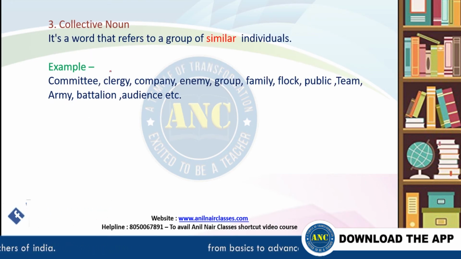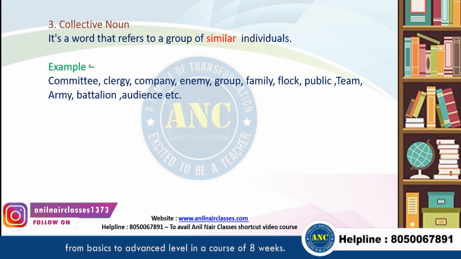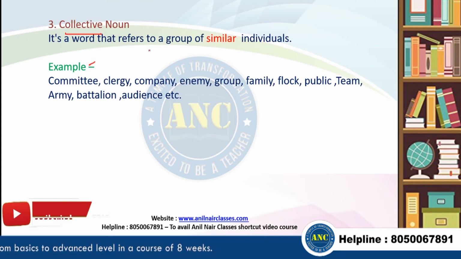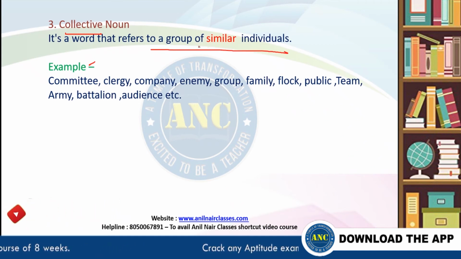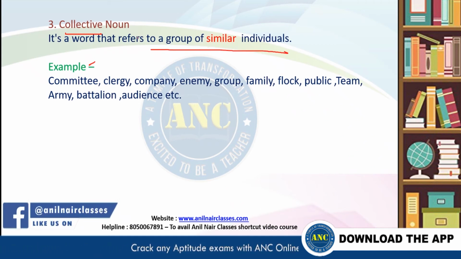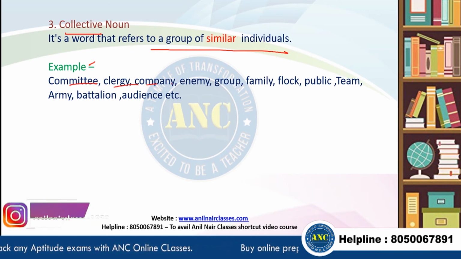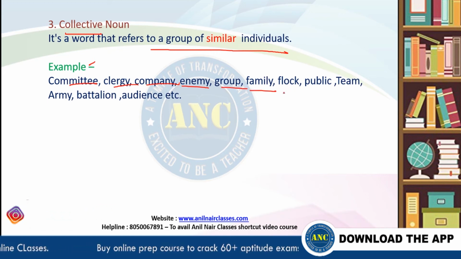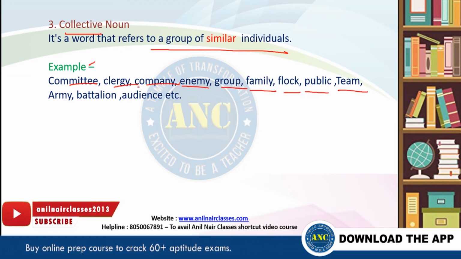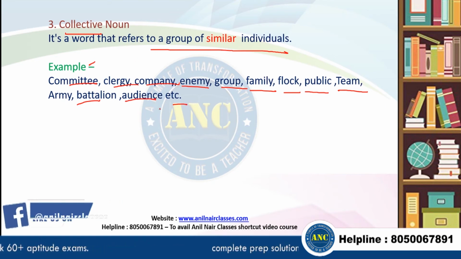Let's move ahead to the collective nouns. The name itself says it's a collection, right? So collective nouns means we are referring to a group of similar individuals. A name given to a group of similar individuals is called a collective noun. For example, committee, clergy, company, enemy, group, family, folk, public, team, army, battalion, audience, etc. These are all collective nouns.